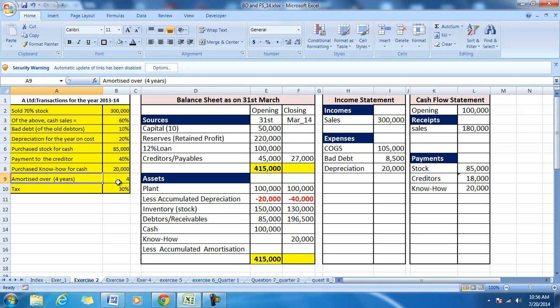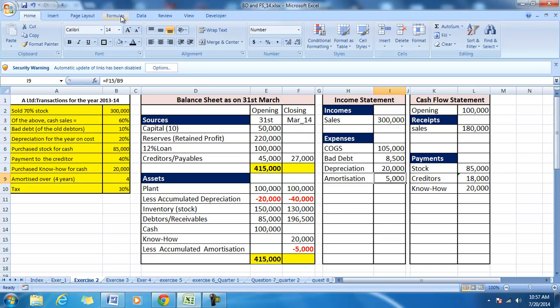And in this case, it says the life is 4 years. So we are going to amortize it over a period of 4 years. So by 4. And amortization does not involve any cash outflow, but it is the reduction in the value of that particular asset. Just for the sake of consistency, I have shown accumulated amortization, and later on we'll see the other approaches of showing amortization in the balance sheet.